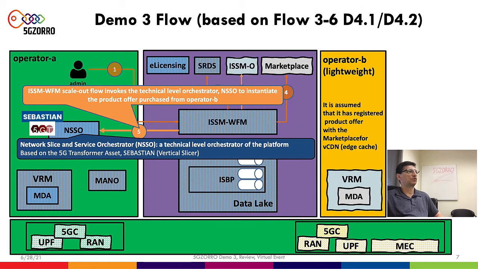Network Slice and Service Orchestrator is a technical level orchestrator of the platform. It is based on the previous assets from the 5G Transformer project, where it was called Vertical Slicer or Sebastian. In this project, we extend its functionality, and you are going to see Sebastian logo later on in the demo.